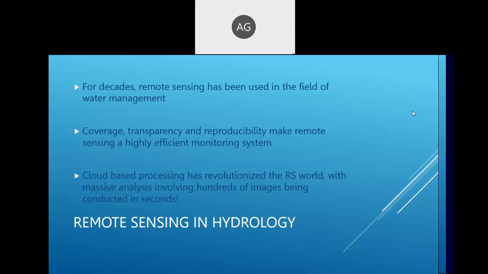And then cloud-based processing, of course. A few years ago we were downloading one single image of 70 by 70 kilometers and processing it for hours before we could get any results. But now you can pull an entire India false color composite within seconds. You can download it, you can use it. So basically, it is revolutionizing the remote sensing world. Massive analysis is done in seconds, and we are trying to make full use of this cloud-based processing, which is Google Earth Engine in this case.